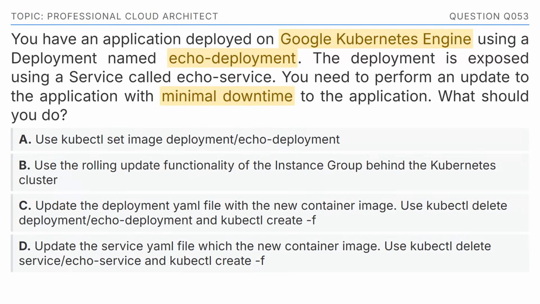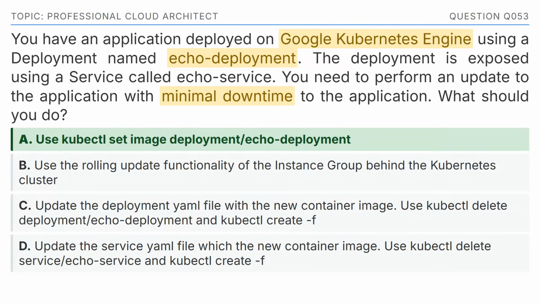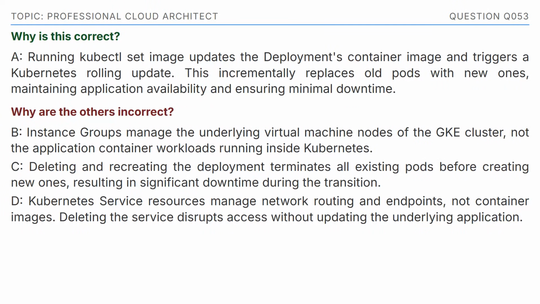To arrive at the correct answer, we focus on the keywords: Google Kubernetes Engine, Echo Deployment, minimal downtime. The correct answer is option A, use kubectl set image deployment/echo-deployment new-image. Why is this correct? Running kubectl set image updates the deployment's container image and triggers a Kubernetes rolling update. This incrementally replaces old pods with new ones, maintaining application availability and ensuring minimal downtime.